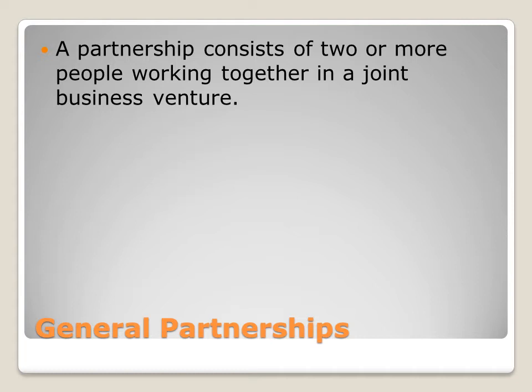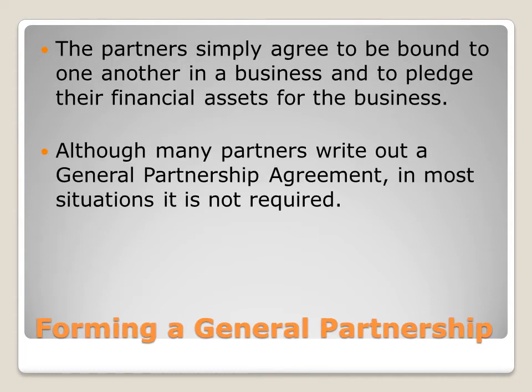But like I said, you probably won't see it in a green industry situation unless you have maybe 2 companies. 2 companies can form a partnership to do a particular job, or one of these large projects that's come up. 2 companies can form a joint venture to complete the job. The partners simply agree to be bound to one another in a business and to pledge their financial assets for the business. There again, they're pledging their financial assets. You really got to trust somebody if you're going to pledge your financial assets in a joint venture. You've got to really trust this person before you'd want to do that.